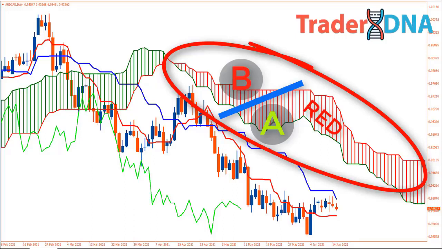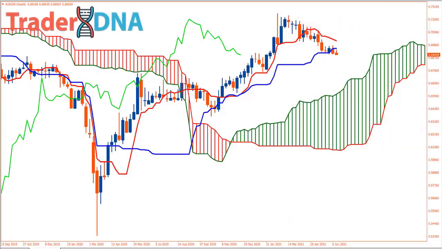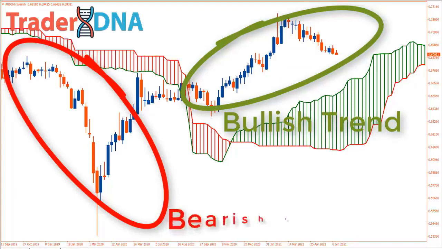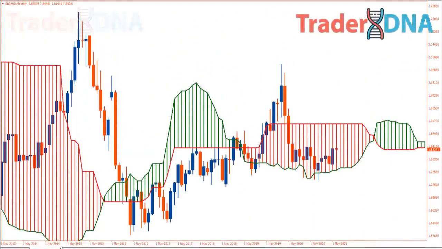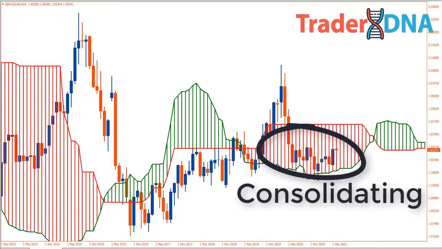Despite the graph's complications, simply looking at the colors of the cloud can help you determine the direction of the market. Here are some basic interpretations of the Ichimoku charts. First, when the price is above the cloud, we're in a bullish trend. Second, when the price is below the cloud, we're in a bearish trend. Third, when the price is in the middle of the cloud, the trend is consolidating or ranging.